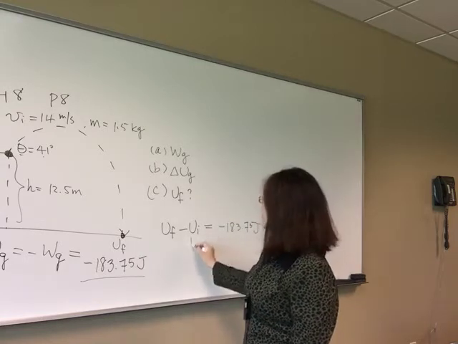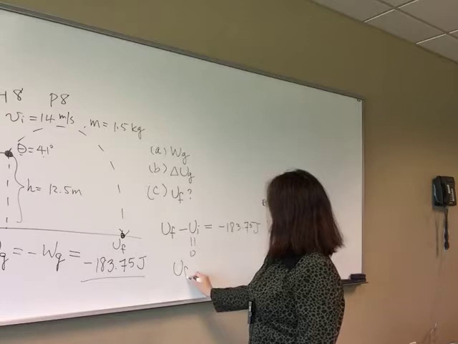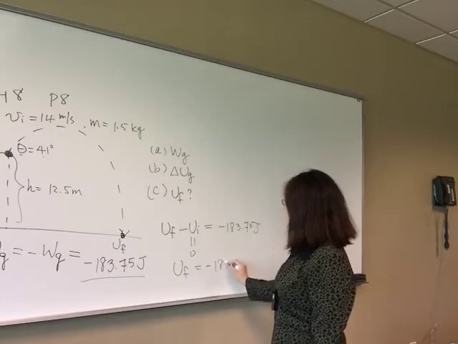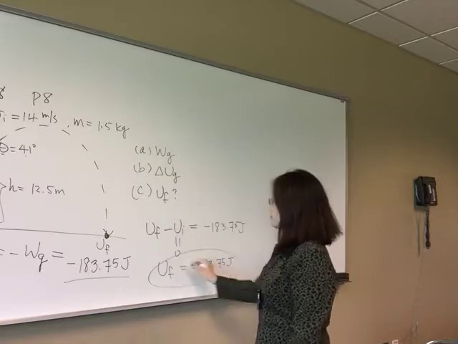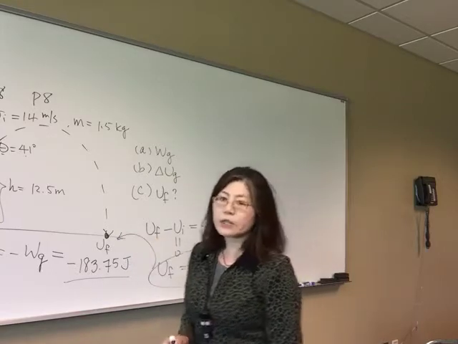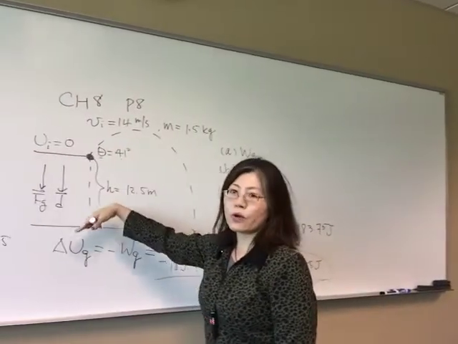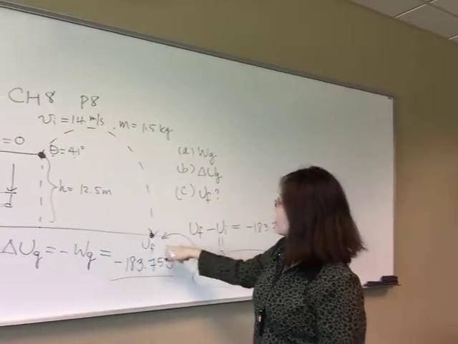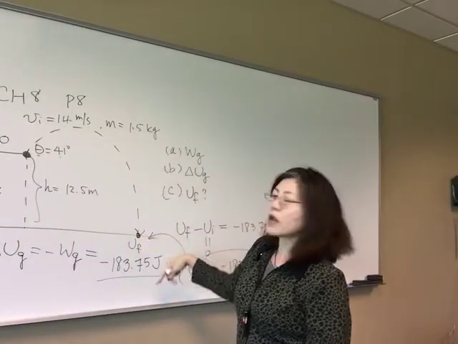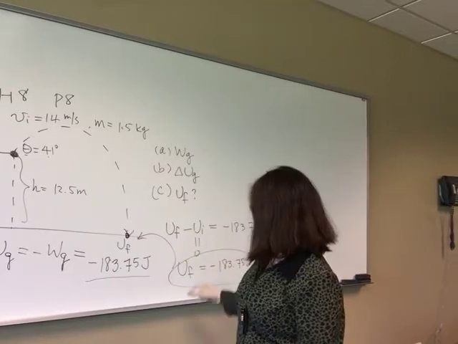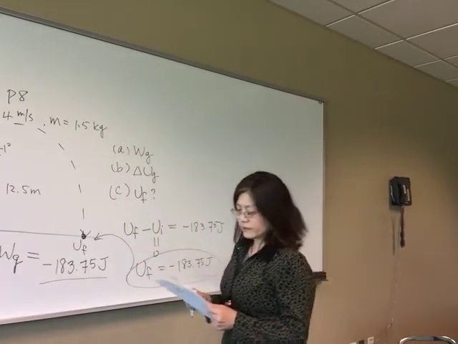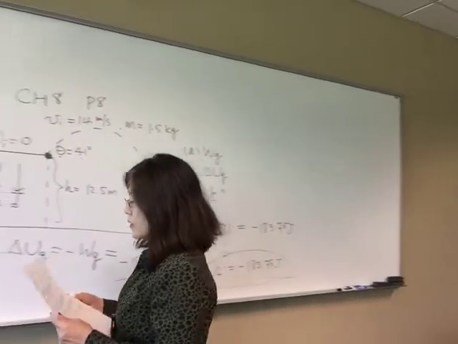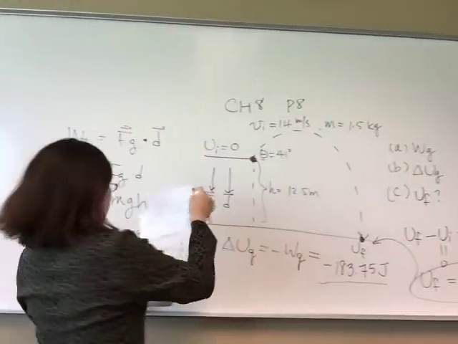And because we define this to be zero, the gravitational potential energy at the ground is just the negative of that value at this position. And that makes sense because anything below the zero point has to be negative, so if this is zero, then what's below that has to be negative. So the final answer is negative 183.75 joules. Okay? So that's problem 8.